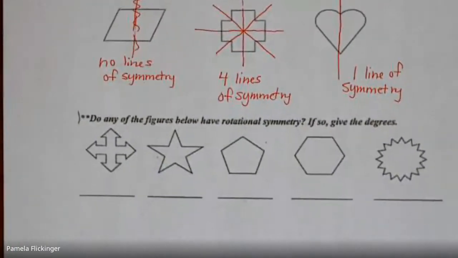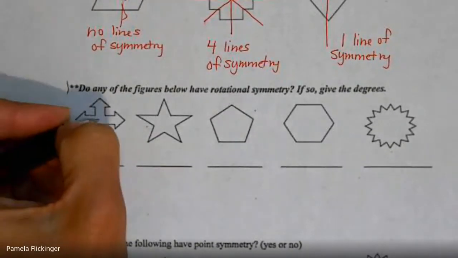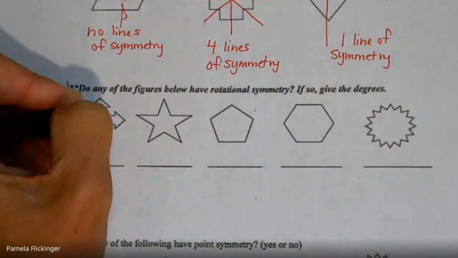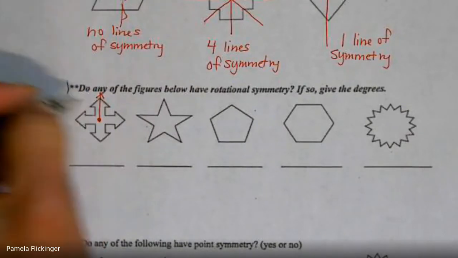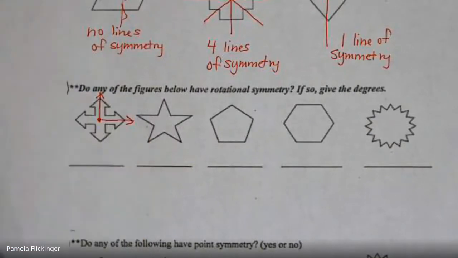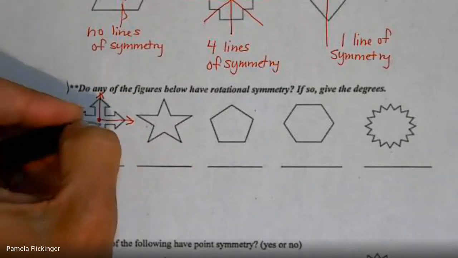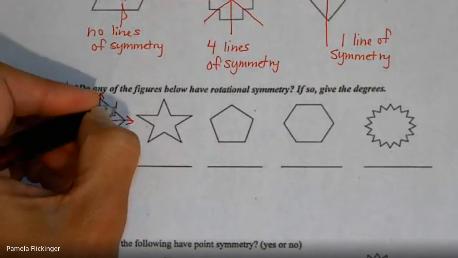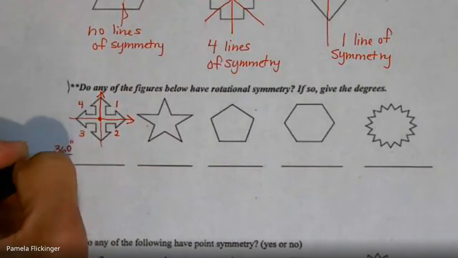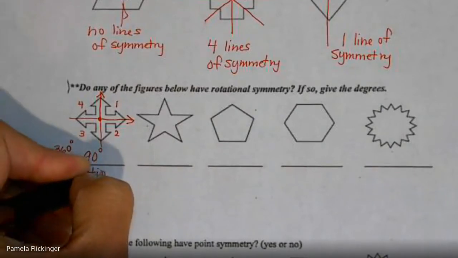All right, this middle row, it says, do any of the figures below have rotational symmetry? And if so, give the degrees. Well, remember, here's your center of rotation, should be in the middle. And I can draw a ray up through this arrow. And then if I turn my paper, I'm going to hit that same spot right here. So by looking at that, I hope you can tell that is a 90-degree angle, because we would be able to get 1, 2, 3, 4 of those. So we would take 360 divided by 4. So this has 90-degree rotational symmetry.